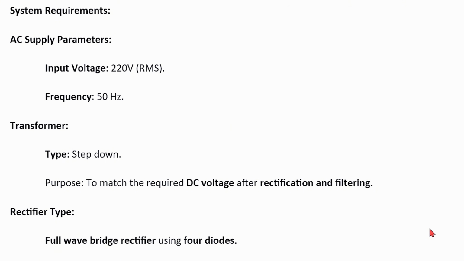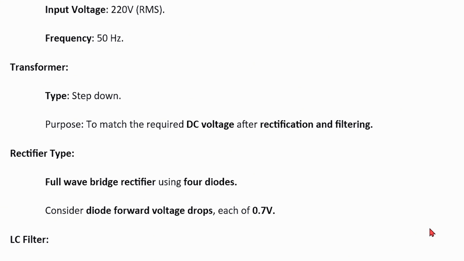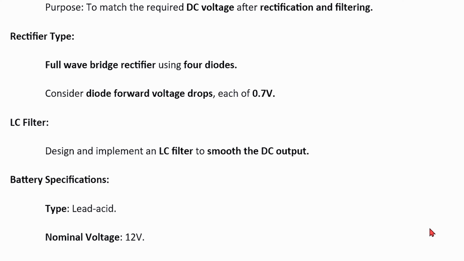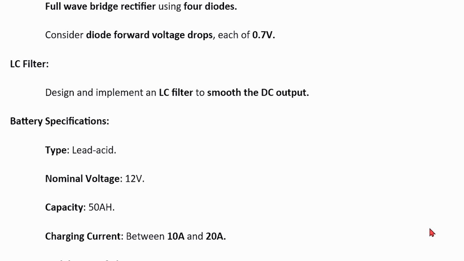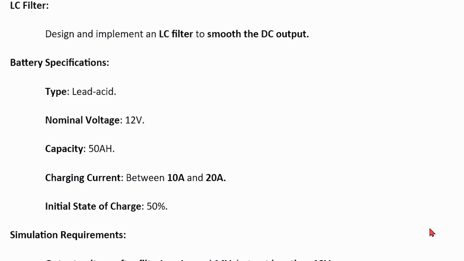System requirements. AC supply parameters. Input voltage, 220 volts RMS. Frequency, 50 Hz. Transformer. Type, step down. Purpose, to match the required DC voltage after rectification and filtering. Rectifier type. Full-wave bridge rectifier using 4 diodes. Consider diode forward voltage drops, each of 0.7 volts. LC filter. Design and implement an LC filter to smooth the DC output.